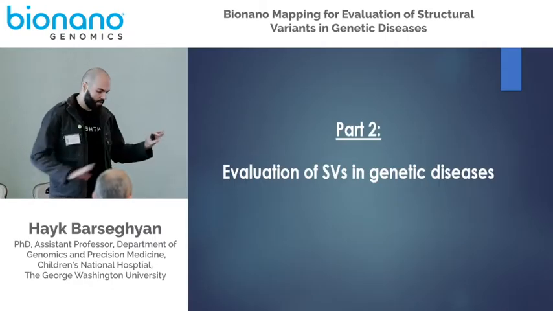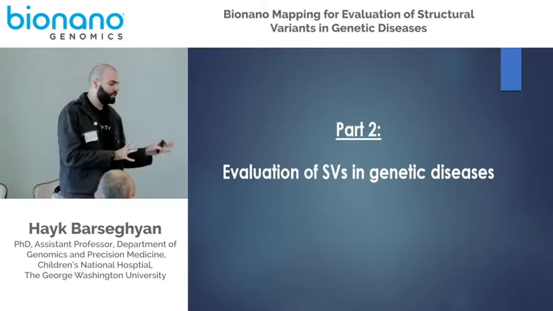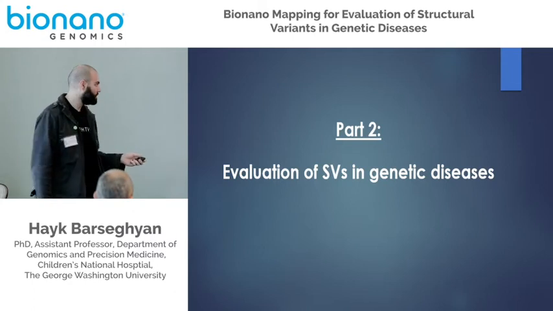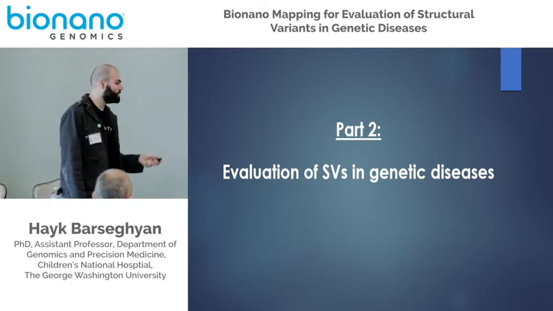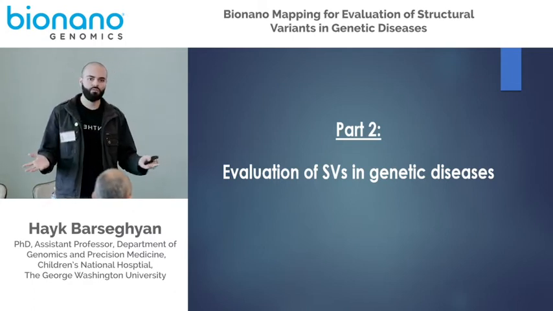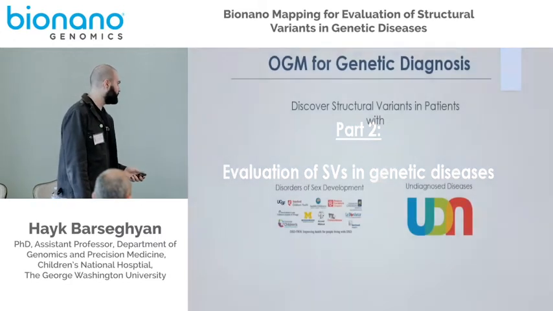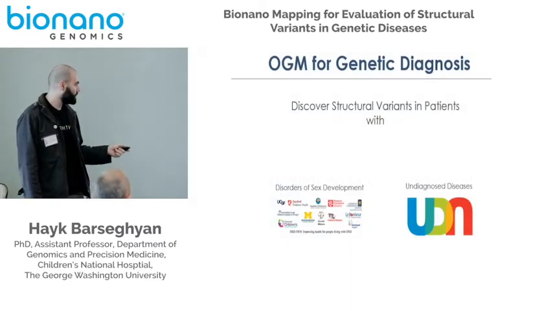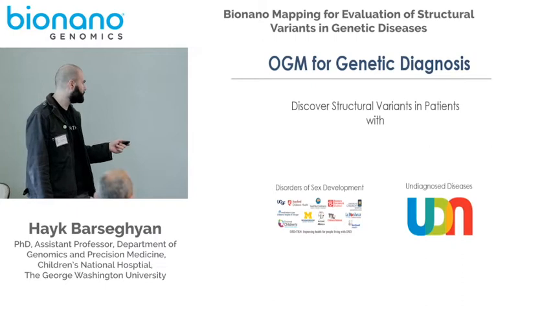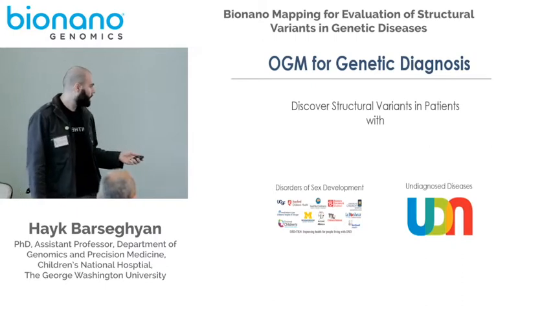Okay, so now transitioning from the validation to genetic diagnosis, we basically wanted to evaluate the method when you go genome-wide and you don't know where you want to look. How do you take these structural variants and analyze them? For that, I'm going to focus mainly on disorders of sex development and undiagnosed diseases here.